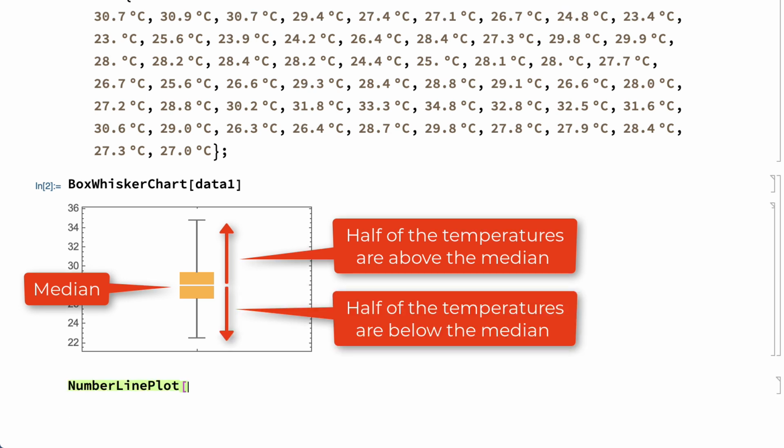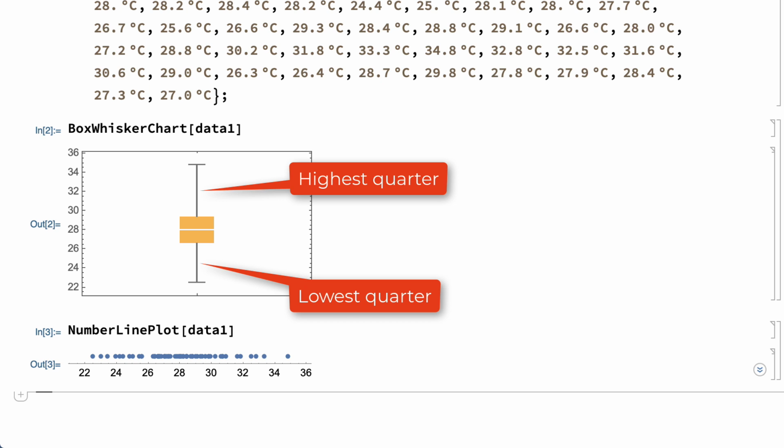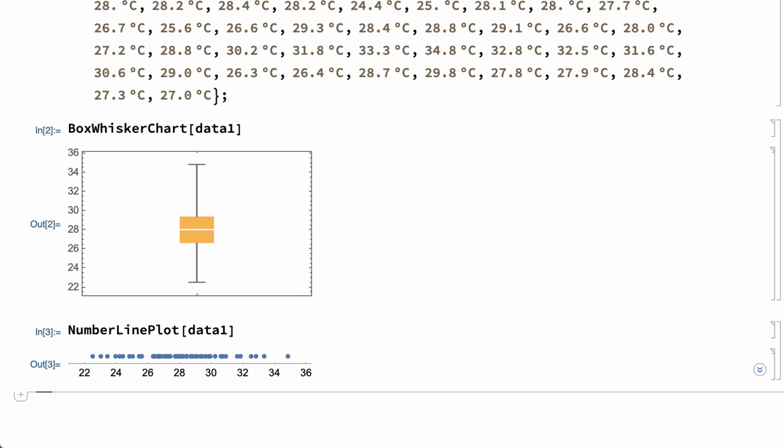For comparison, here's a number line plot of the same data which shows the temperatures as dots on a number line. The box and whisker chart essentially divides the data into four groups with 1/4 of the temperatures in each group. The lowest 1/4 of the temperatures fall along the whisker below the box, the highest 1/4 of the temperatures fall along the whisker above the box, and the other 2/4 fall above and below the median within the box. The dividing lines between these groups are called quartiles.